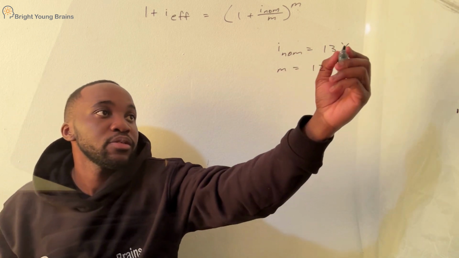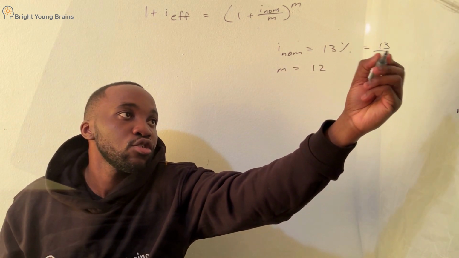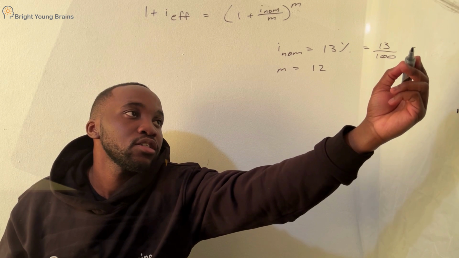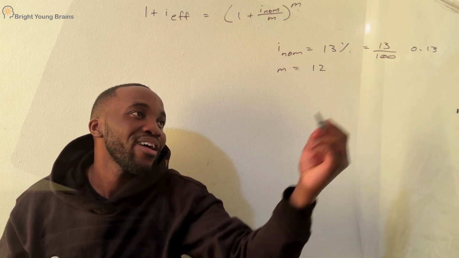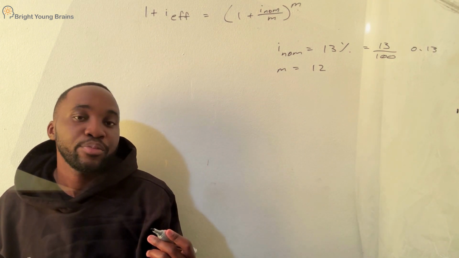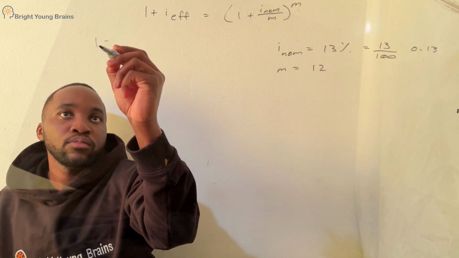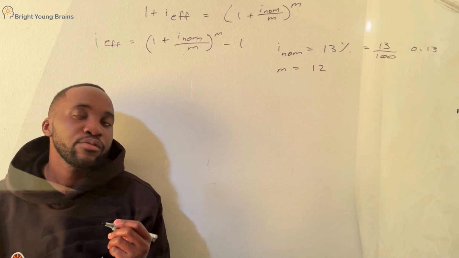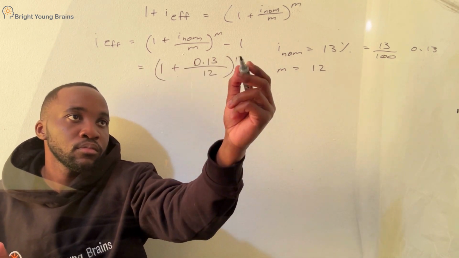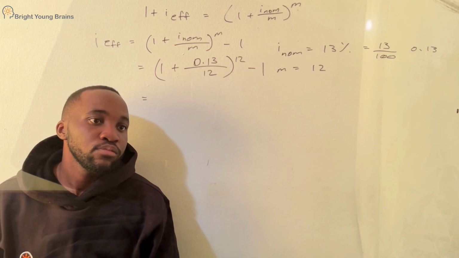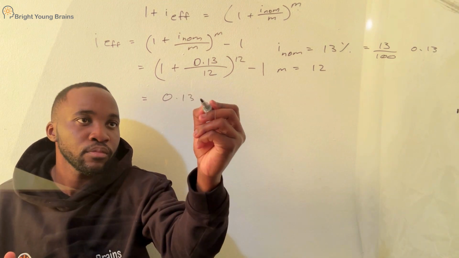Now, because this is 13%, you can write it as 13 over 100, or you can write it as 0.13, depending on whichever one you prefer. So we have to make this the subject of the formula also. And then we can put everything into the formula. There we go. So all this into our calculator.